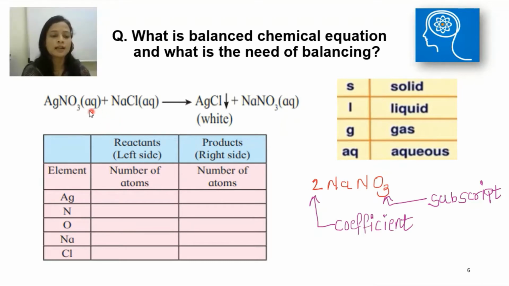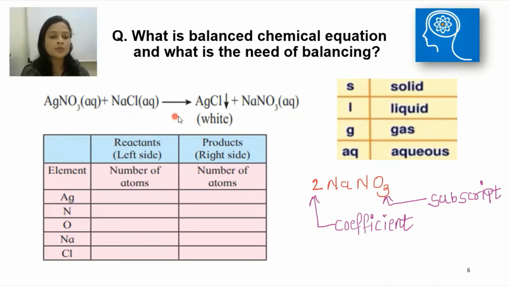Now the question is, what is this AQ? Okay, and what is this downward direction arrow? Basically, instead of this AQ, there may be S, there may be L, small l, there may be small g. So what exactly is it? It indicates the state of the substance, the state of the element. Here you can see this S means solid state. If L is there in the bracket, then it shows the liquid state. If G is there, it shows the gaseous state, and AQ means it is in aqueous state.